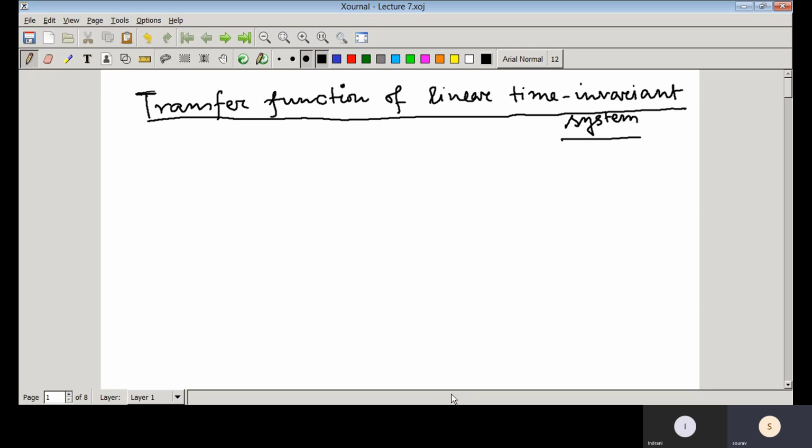So let us see what are the different attributes and important characteristics of transfer function based modeling technique. So this is the relation between input and output variable.